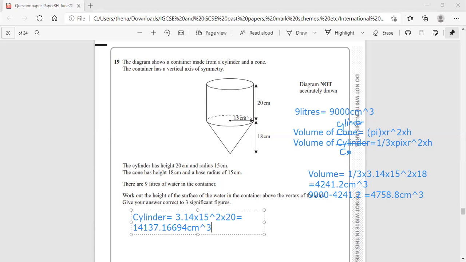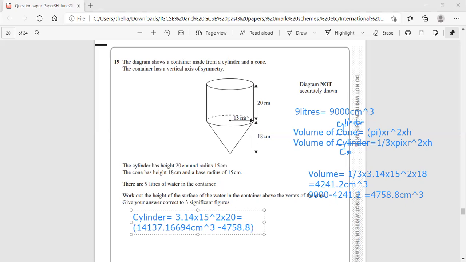If we now take away how much has gone over into the cylinder, so we can find out how much of the cylinder is full. So minus 4,758.8. Okay, minus that. And what we can do now is just put this straight into brackets, okay?